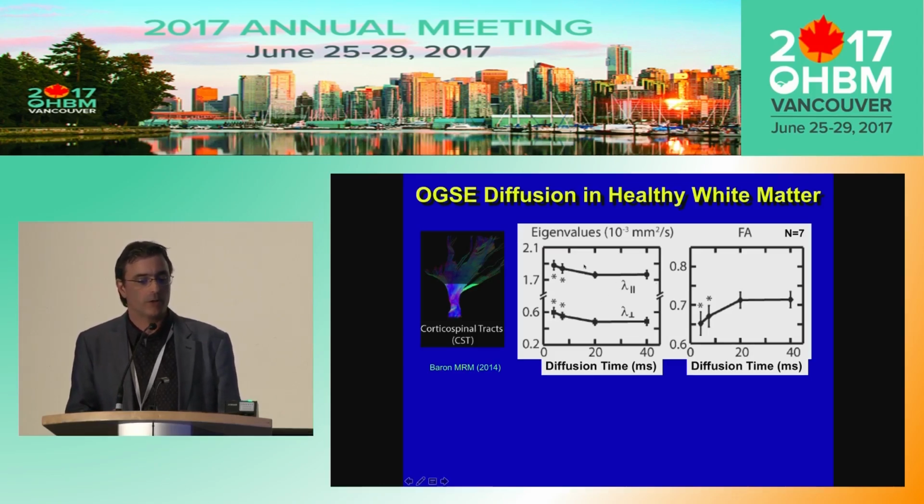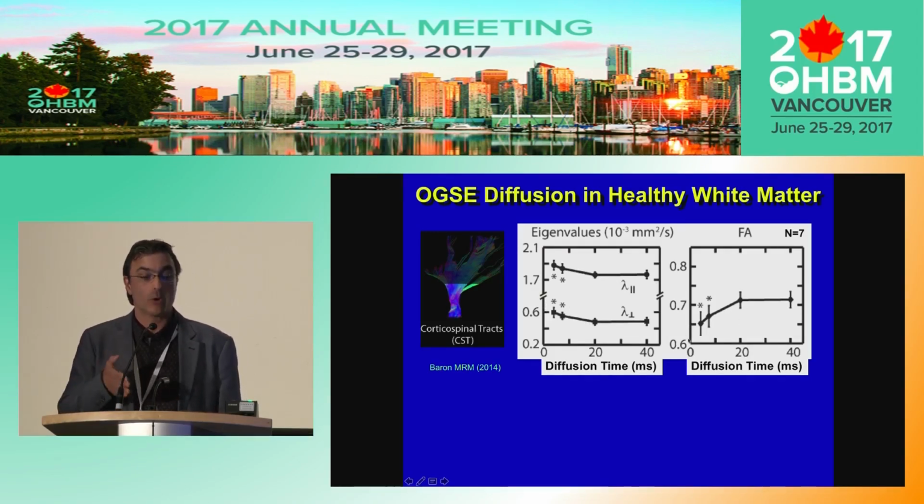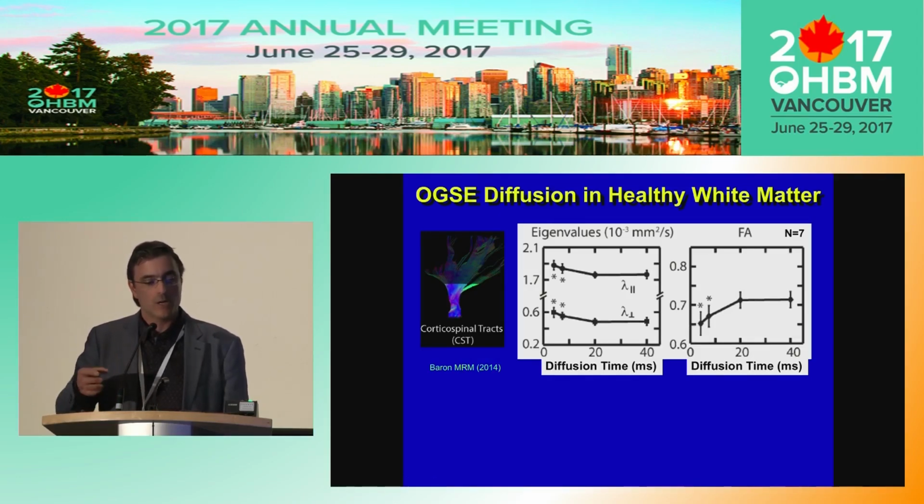And you can see that the parallel diffusion and the perpendicular diffusion both go up, and the FA goes down as the diffusion time gets lower. And that's what you expect, but it's not nearly as much as what we just saw in the frog sciatic nerve, presumably because the axons are much smaller in the human brain.